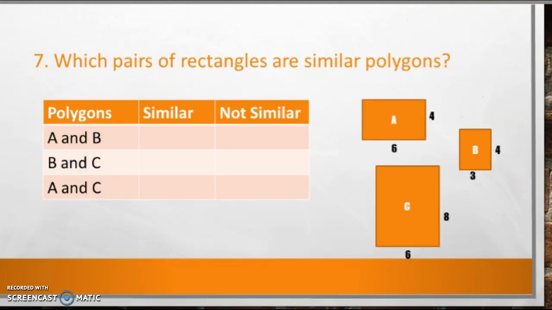Here we go. Now I'm going to actually let you guys start these, so I'm going to set a timer. It says, which pair of rectangles are similar polygons? I'm going to turn the chat box off for a minute.